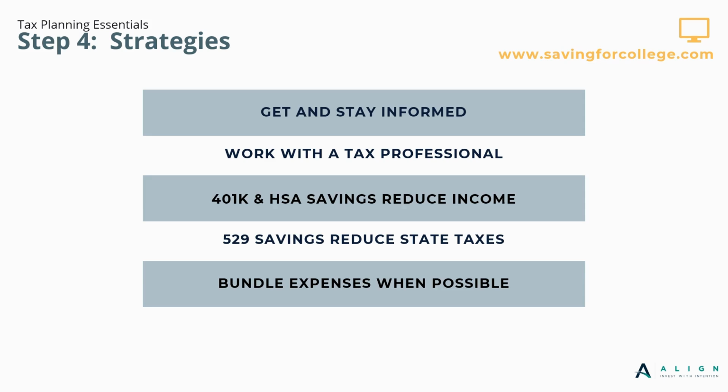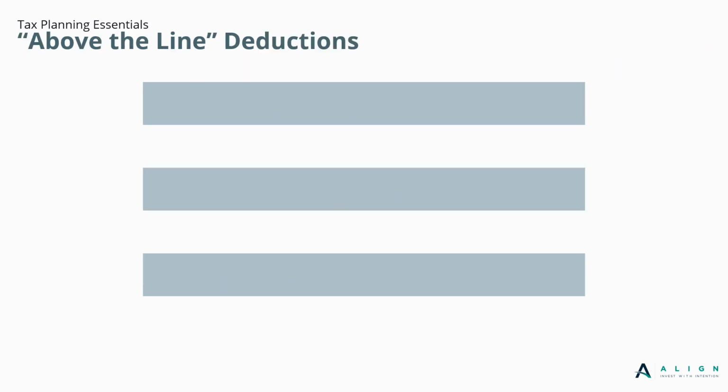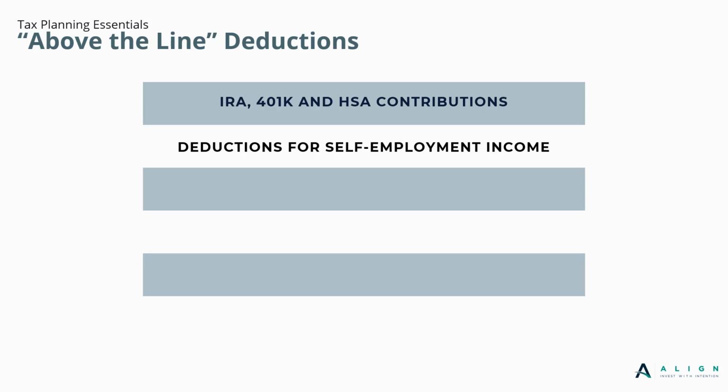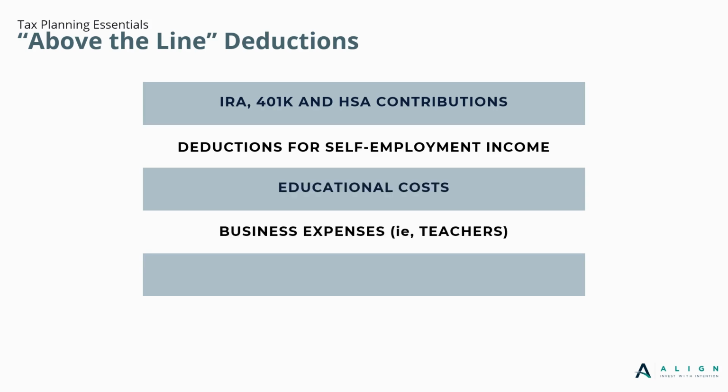And finally, if you invest outside of your 401k and IRA accounts, talk to your financial advisor about tax loss harvesting. This is an exercise where you sell investments that have lost value in order to offset capital gains created by other investments. Also, talk to your tax professional about some of the above-the-line deductions that may be available to identify any that apply to you and your situation.